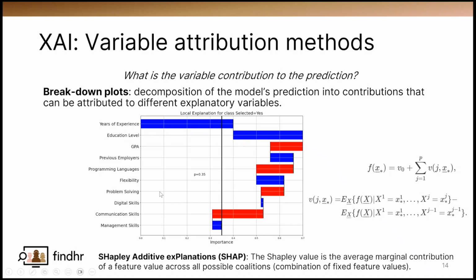Okay, so this is the contribution of the specific features for the instance to be predicted, but the order in which we consider specific features is arbitrary. Why should we start from years of experience and then add education level, GPA, and so on? So breakdown plots are arbitrary.